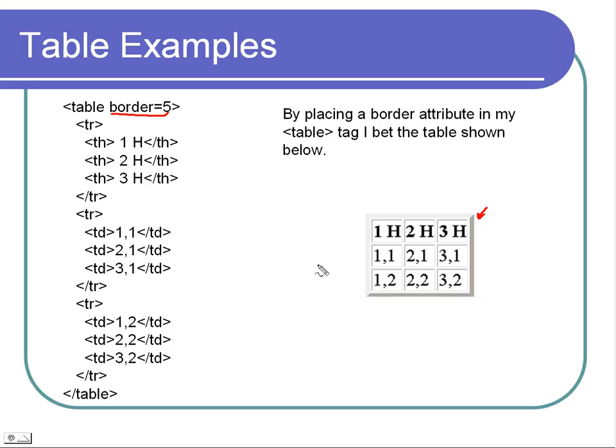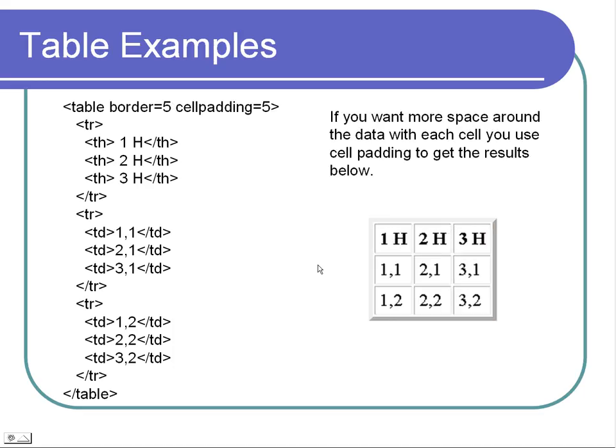You can change color and size of border. Take a look at the next one. Now we're starting on the table, and I'm using some cell padding. Cell padding is how much space is inside the cell.